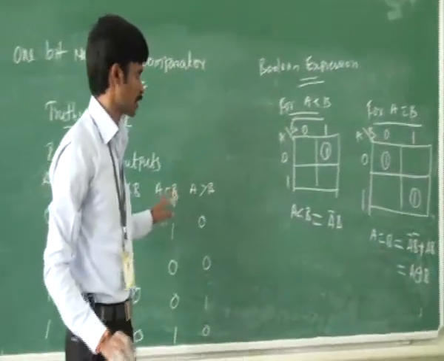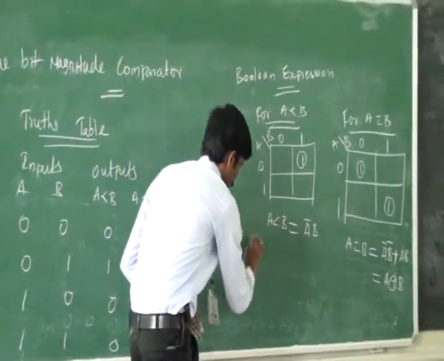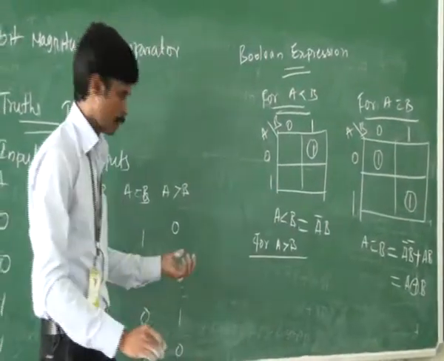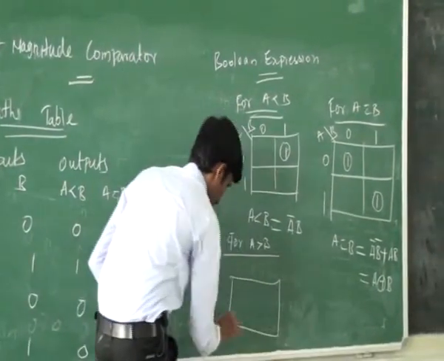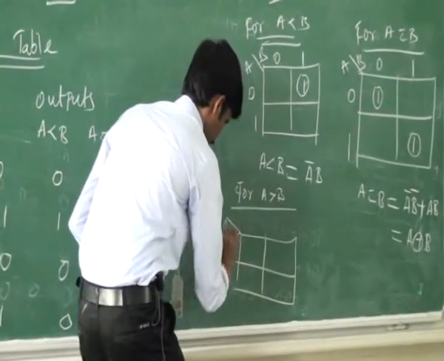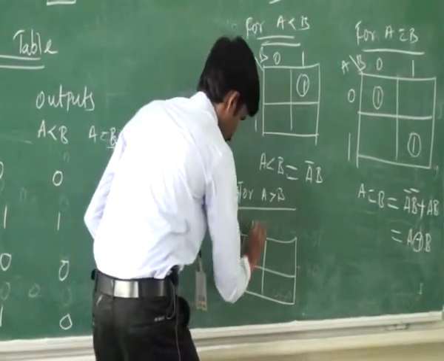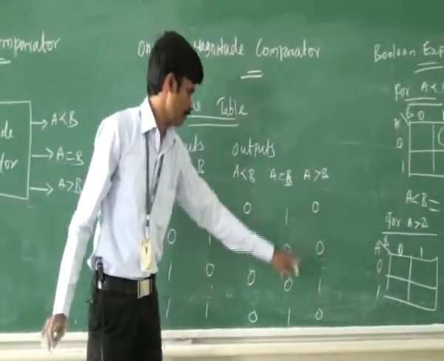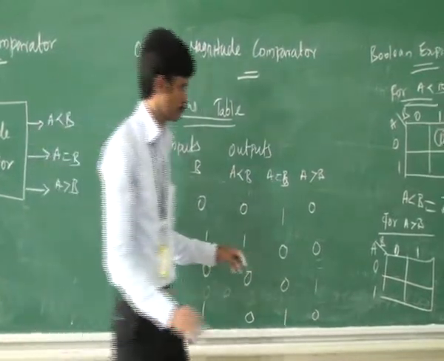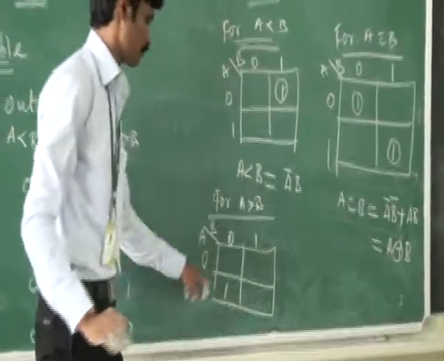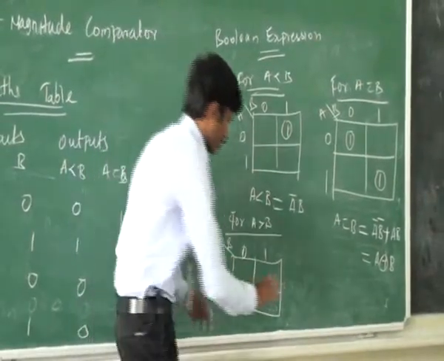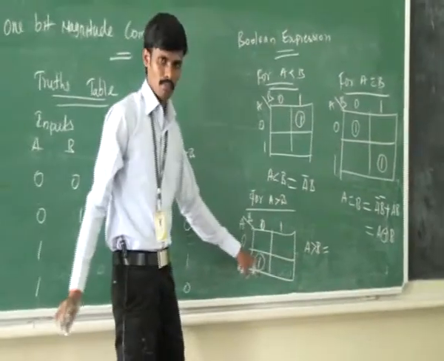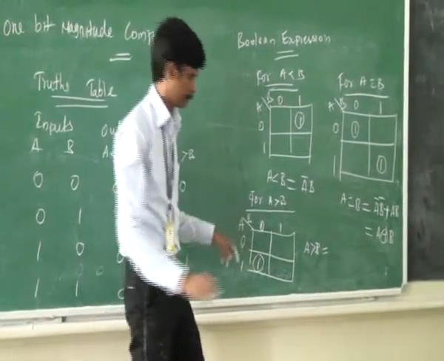Next, let us see the Boolean expression for A greater than B. We need two variable K map. Here the output A greater than B will be 1 for the combination 1 0. This square represents 1 0, then the corresponding Boolean expression will be A B bar.